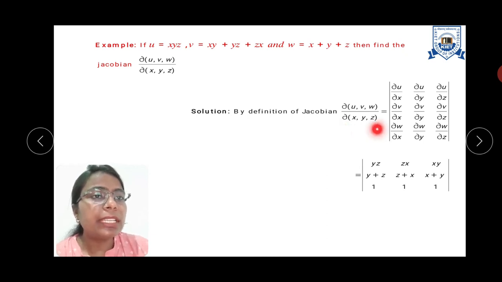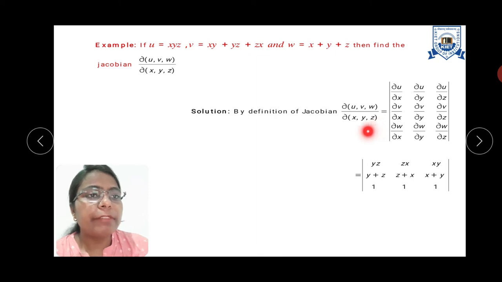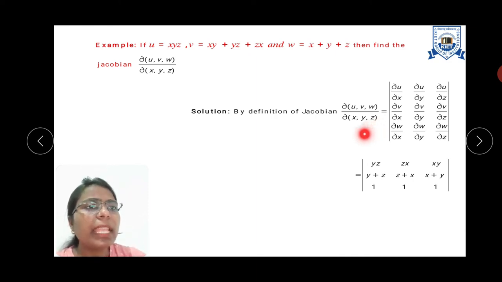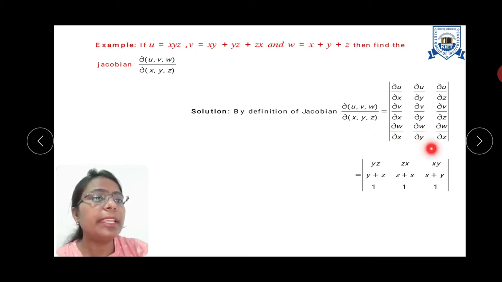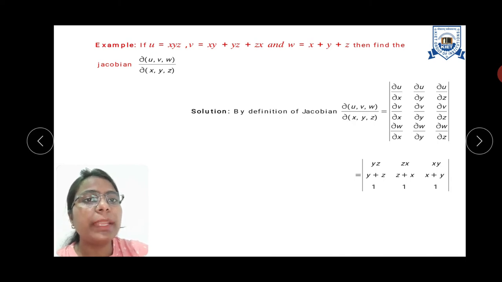And the second row contains the partial derivatives of v with respect to x, y and z. It means del v by del x, del v by del y and del v by del z. And in a similar way, the third row contains the partial derivatives of w with respect to x, y, z. It means del w by del x, del w by del y, del w by del z. So, as in the previous question, if we want to calculate the value of del u by del x, then treat y and z as constants.